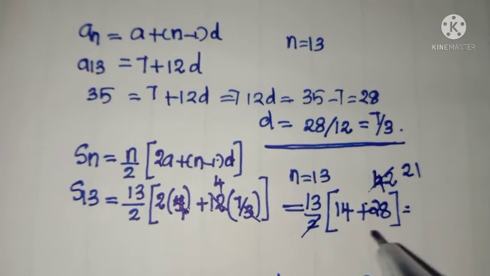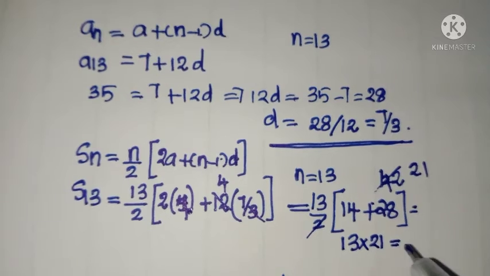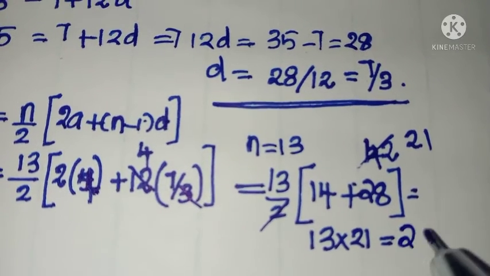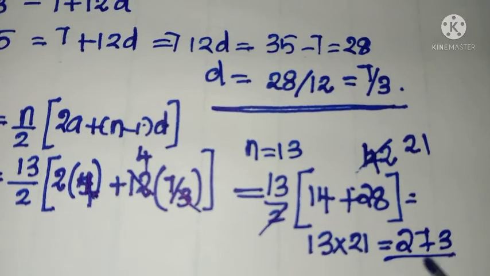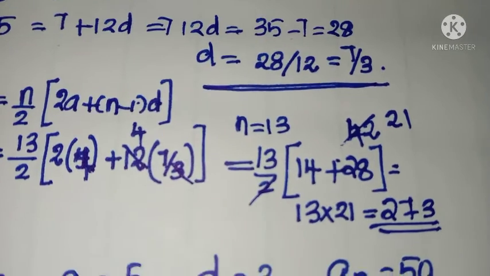Now 13 into 21. 13 into 21 gives 273. So this is our answer. Okay.